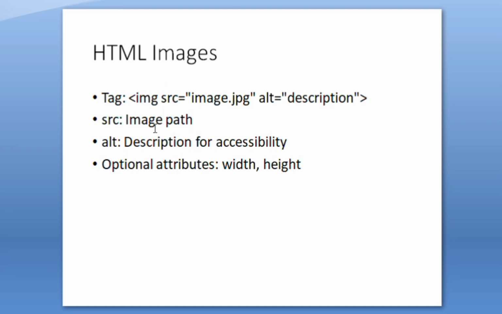So the src, here you can see, specifies the path to the image file, and this is required. And this alt provides the alternative text for the image if it cannot be displayed, which is important for accessibility. Here you can see the optional attributes, the image's width and height. We can set the size of the image to display at a proper location.